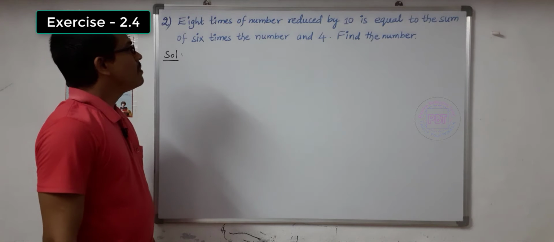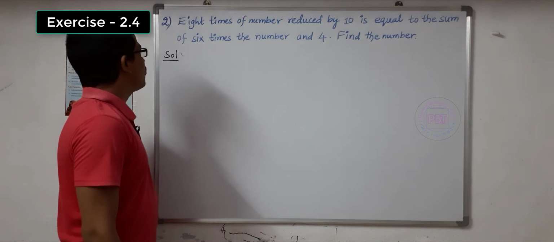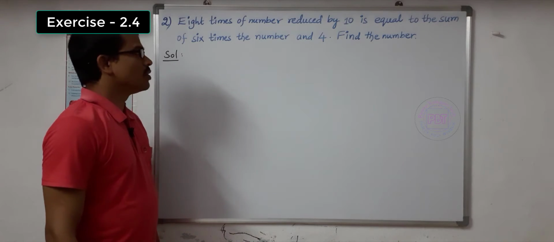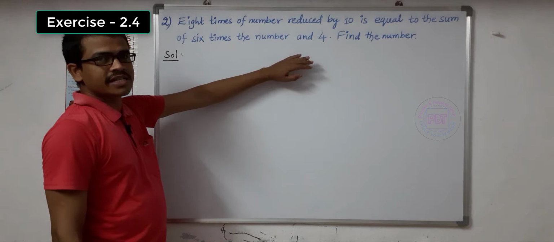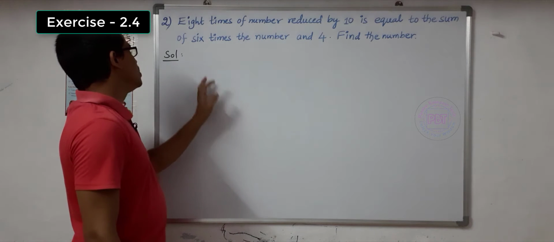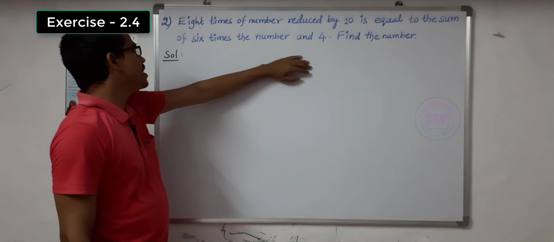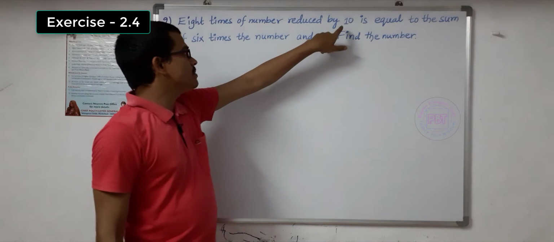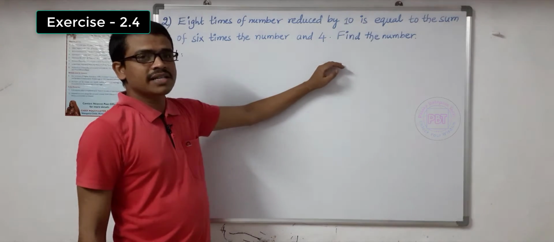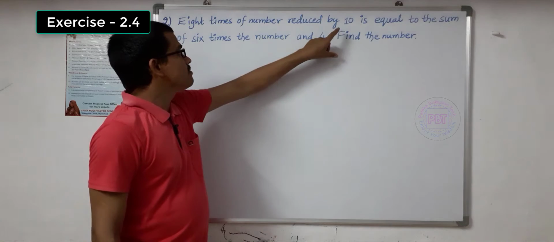8 times a number reduced by 10 is equal to the sum of 6 times the number and 4. Find the number. Here we are going to find a number. Now let us consider that number as x. So according to the question, 8 times the number. So x is the number here. So 8 times x is nothing but 8x. And it is reduced by 10. So 8x minus 10. After reducing 10, that becomes 8x minus 10.